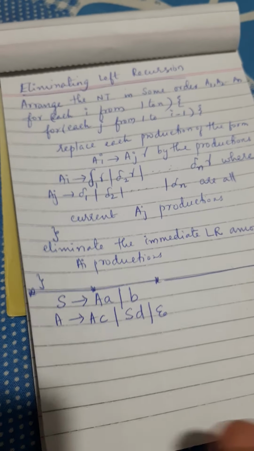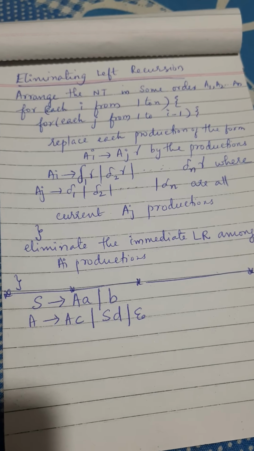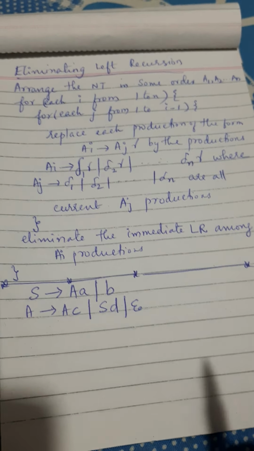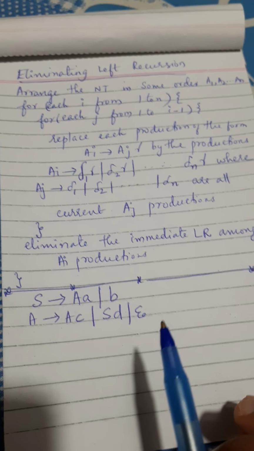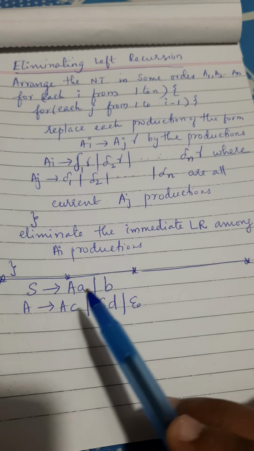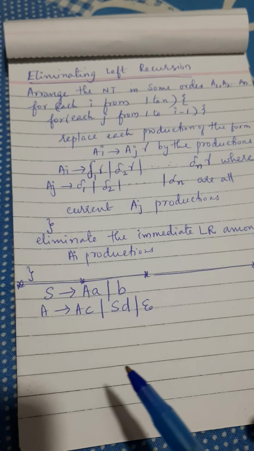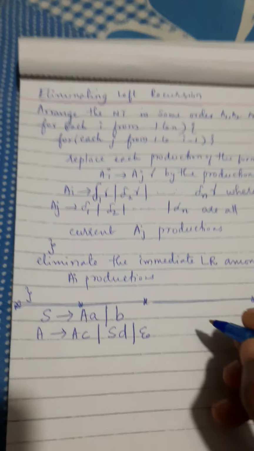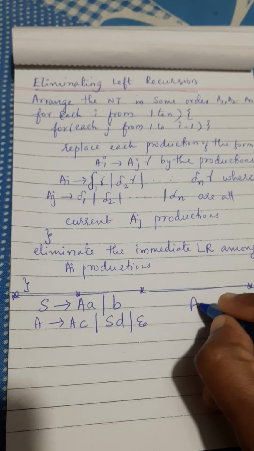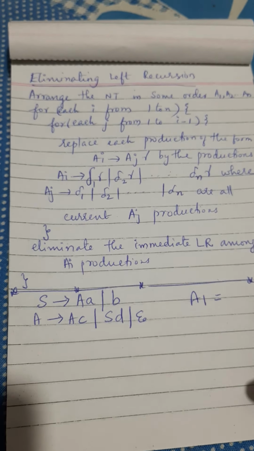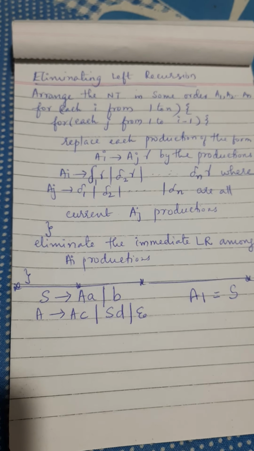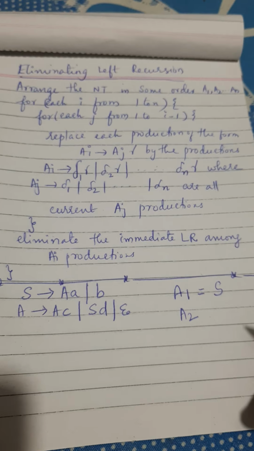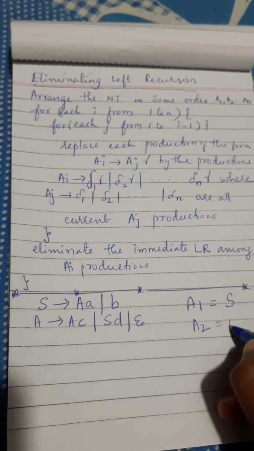Hi students, we will see another example of eliminating left recursion from the given grammar with the help of the algorithm. So first, you are supposed to arrange the non-terminals in the grammar in some order. Here we are going to arrange the non-terminals in the same order as they are defined. So the first non-terminal S is A1, and the second non-terminal we are going to number as non-terminal number 2, as A.